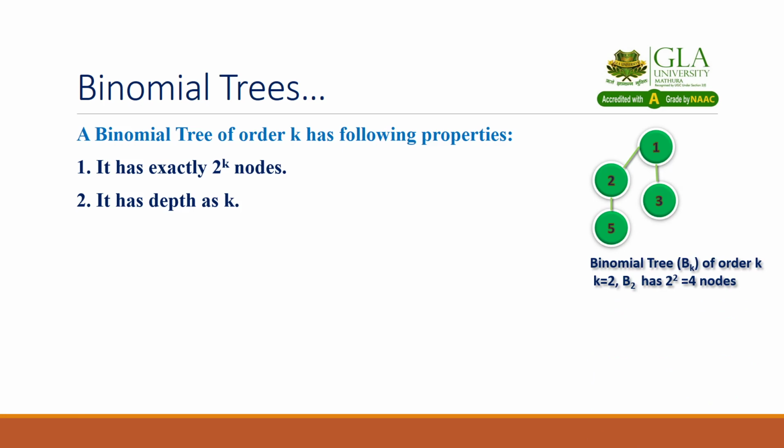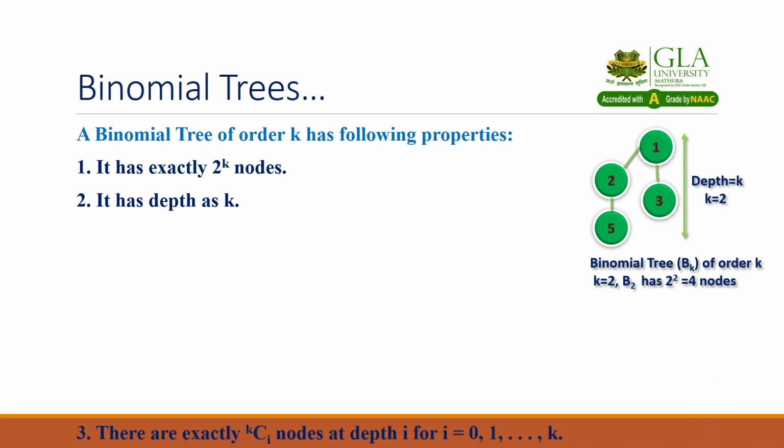So how can we compute? Here k equals 2, and with k equal to 2 we have constructed B2, and B2 will give you 2 to the power 2 equals 4 nodes. And what will be the height or depth? Depth depends on k. So depth equals k, and k equals 2, so depth will be 2.